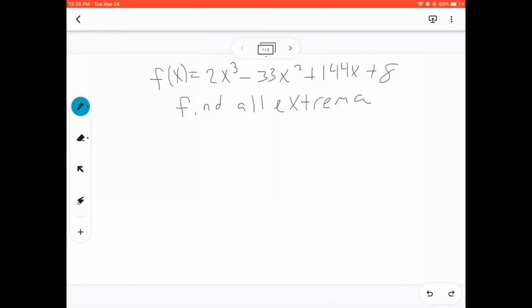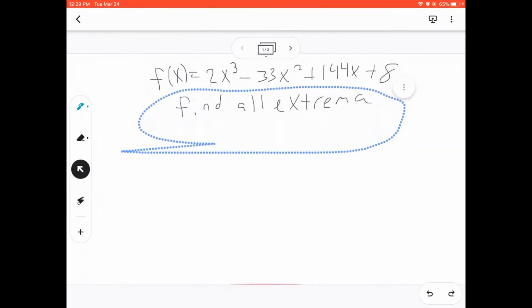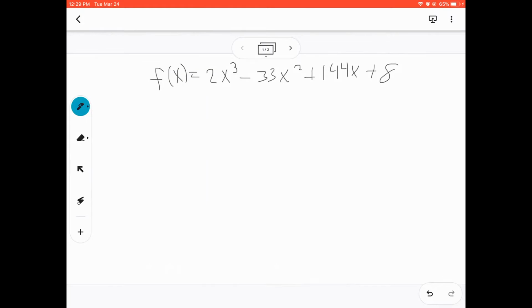Hello everyone, in this video we'll go over finding all extrema, so we're going to find local min and local max. In order to do that we're essentially going to use the first derivative test. So we're going to find f prime. Let me delete this first. And now we just have to differentiate f of x. So f prime of x will be 6x squared, and that'll become 66x plus 144.